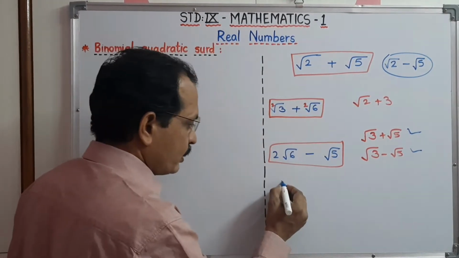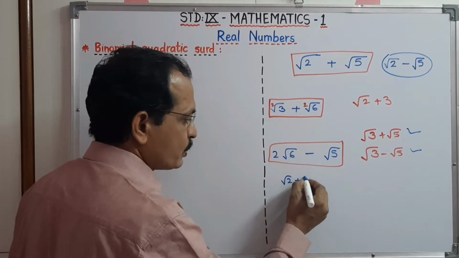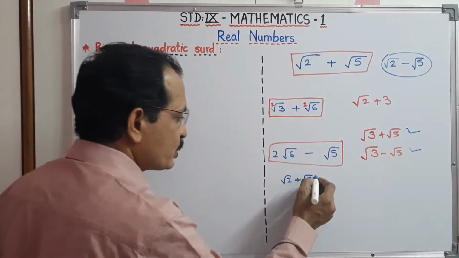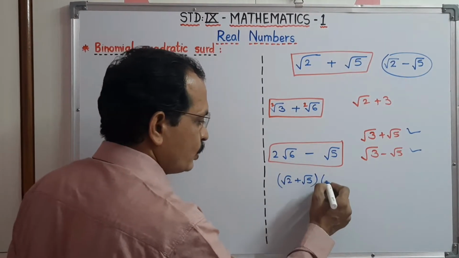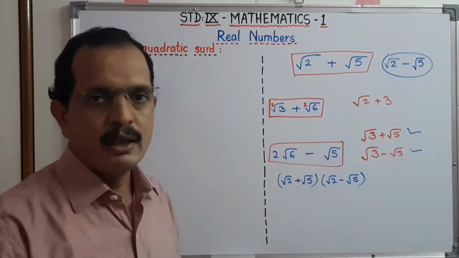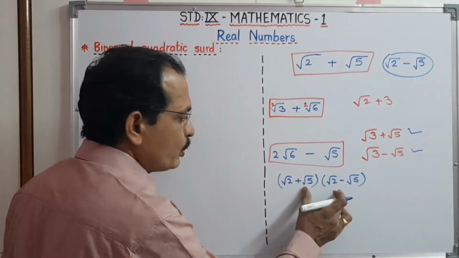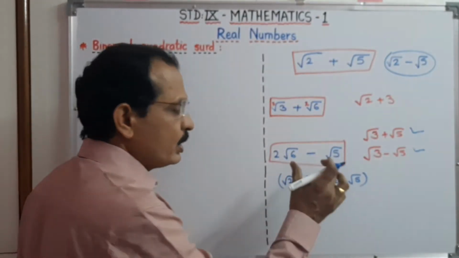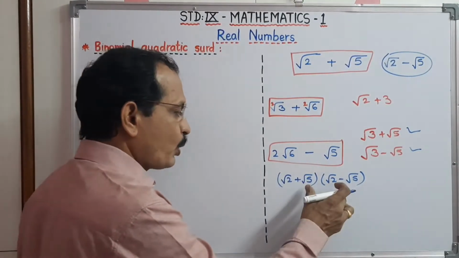Suppose I write here root 2 plus root 5. Now what is the conjugate pair of this? Conjugate pair of this is root 2 minus root 5. We just have to change the sign, and I want to multiply this. That means I want to find out the product of this.